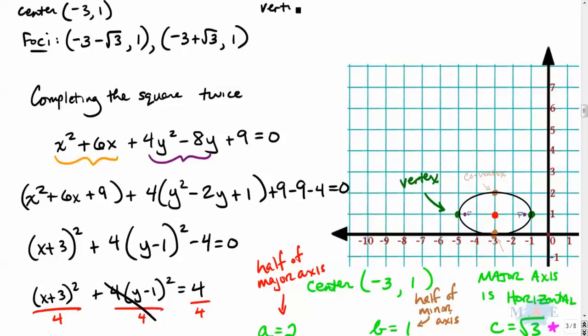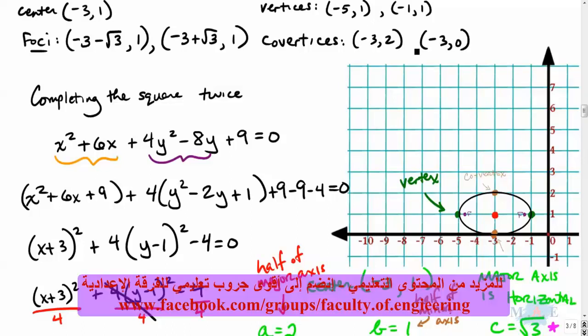The vertices in example 3 were in green. I think those are pretty simple: -5, 1, and -1, 1. Co-vertices, or the endpoints of the minor axis: -3, 2, and -3, 0. Cool.